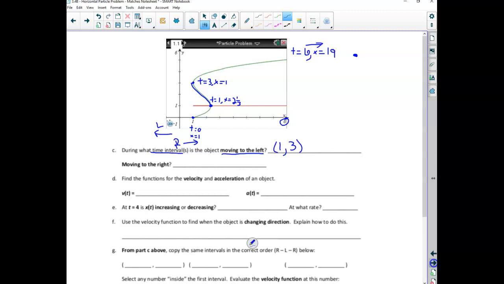Because I can see right here, this is when I'm moving to the left. Object's moving to the left. When's it moving to the right? Well, I'm moving to the right from time 0 to time 1, union with time 3 until time 6, okay? So that's where I'm moving right and I'm moving left. Now it's kind of weird, and what we're going to do is interpret it as a parametric, and we will be looking at this as a function and it's not going to be graphed horizontally. We're going to graph it as a function at the same time, okay? So the next question, find the functions for the velocity and the acceleration of the object.